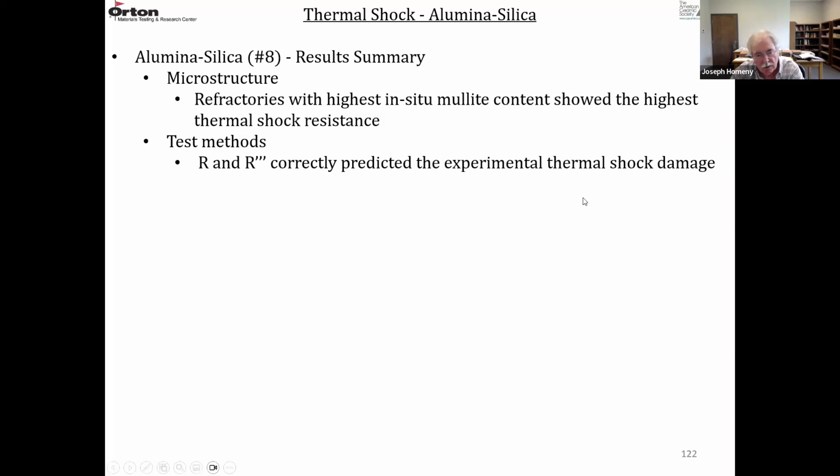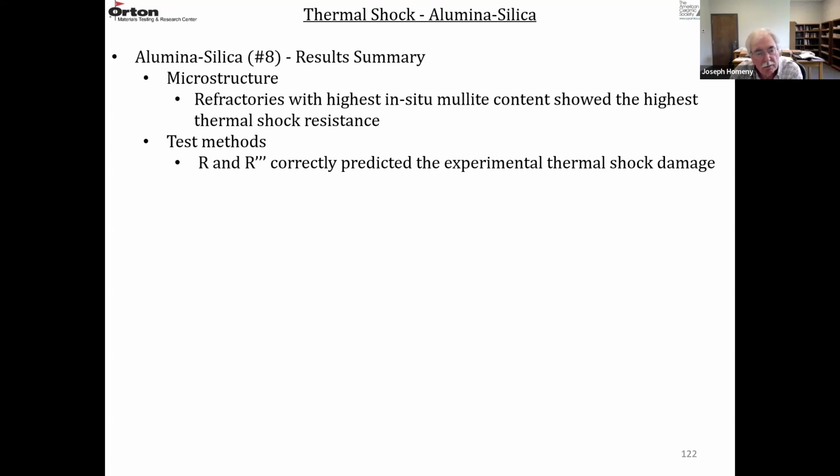I think that's the last slide for today. So we looked at quite a few aluminosilicate materials, and you can see that people look at all different ways of quenching the materials, all different temperatures, some severe quenches with water, some less severe air quenches, all different sample shapes and sizes, and they're measuring a variety of properties and calculating different R parameters.